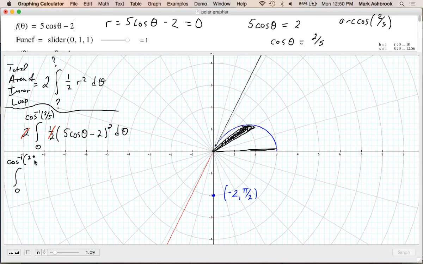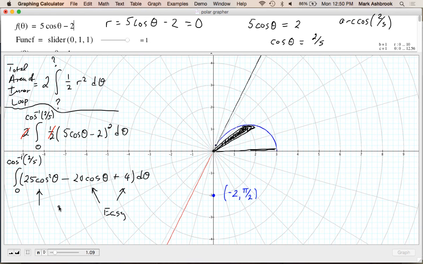of 2/5 of 25 cosine squared theta minus 20 cosine theta plus 4. Okay? Very easy, right? How do we get the antiderivative of 25 cosine squared theta?